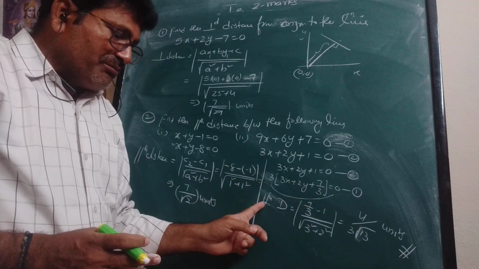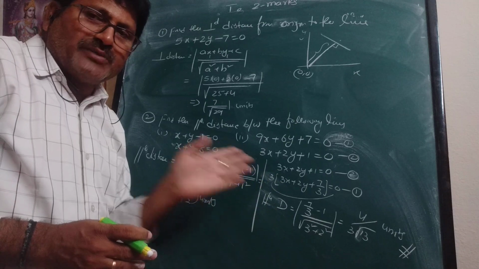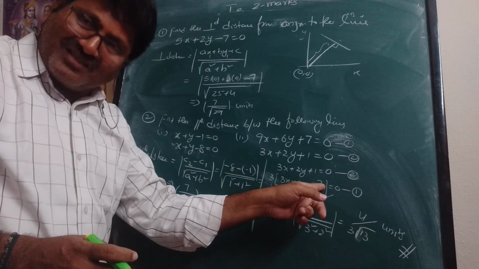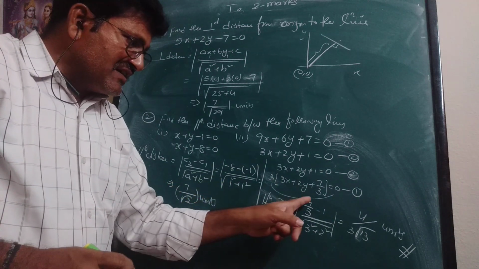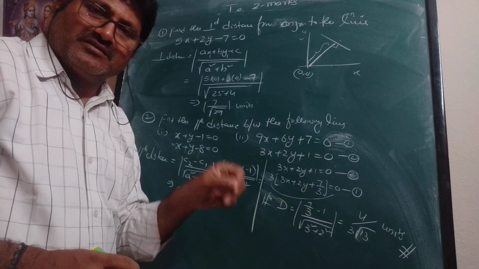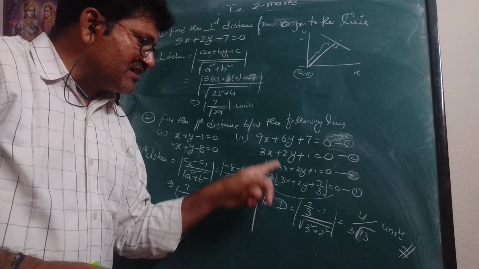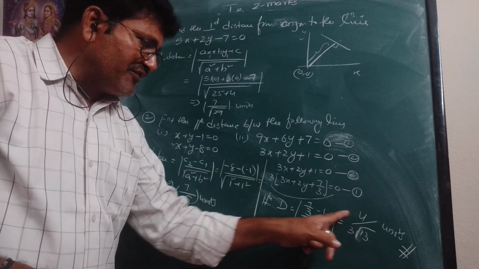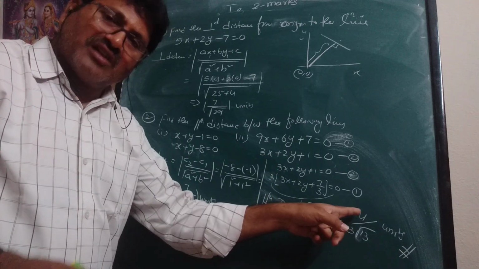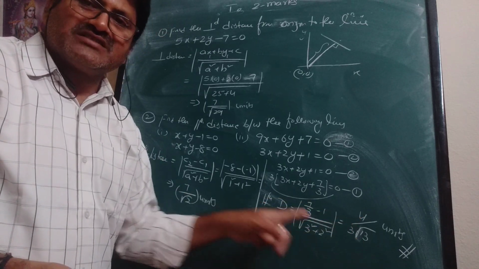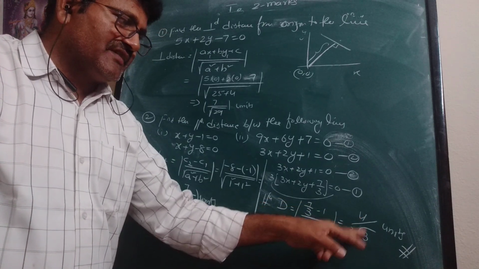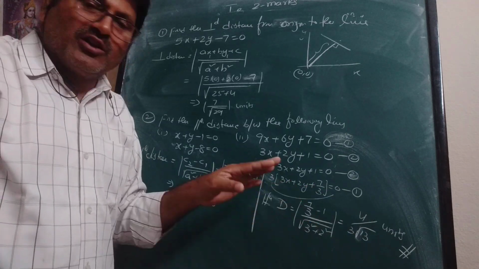So parallel distance is equal to |c2 minus c1|. I took c2 as 7 by 3. Why? Because this 3 on cross multiplication goes to 0. No problem for us. 7 by 3 minus 1 divided by root over 3 square plus 2 square. So 7 minus 3, if I take LCM, 4 by 3 root 13. 9 plus 4 is 13. So 4 by 3 root 13 units.